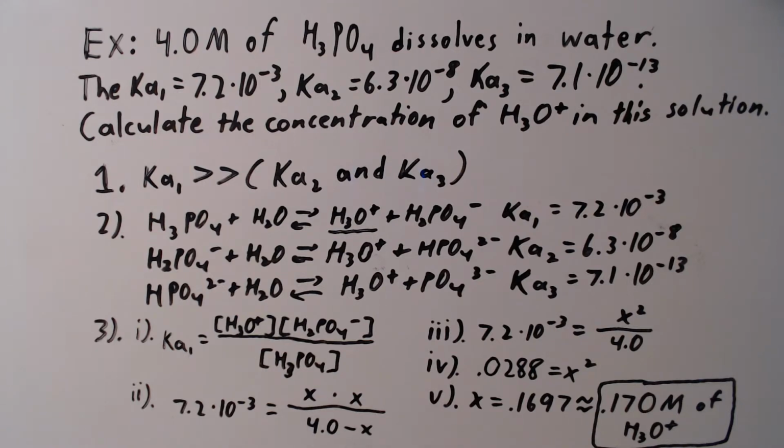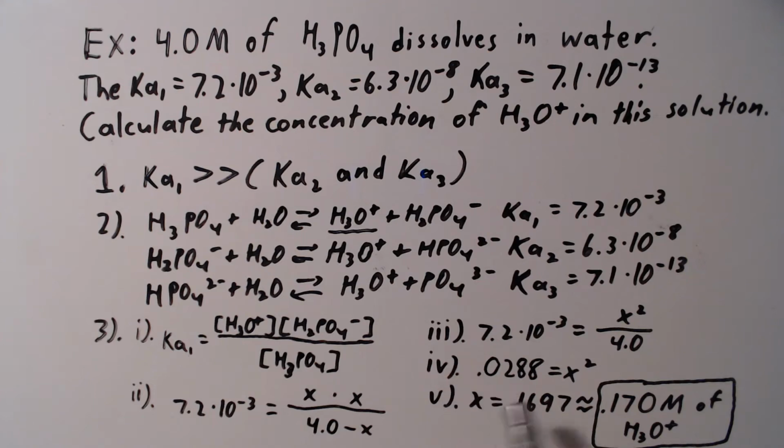Therefore, we can ignore this minus x on the bottom and take it out, and our equation becomes 7.2 times 10 to the negative third equals x squared over 4. Now we just multiply this 4 by 7.2 times 10 to the negative third. We get 0.0288 equals x squared.